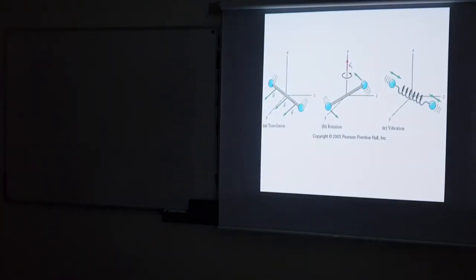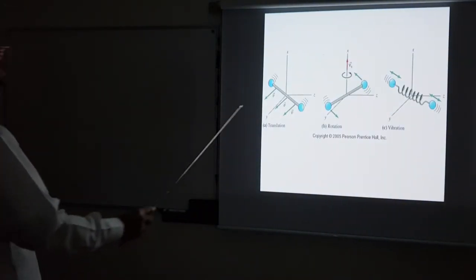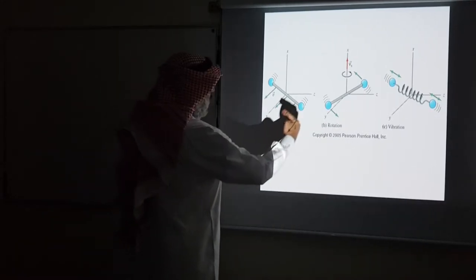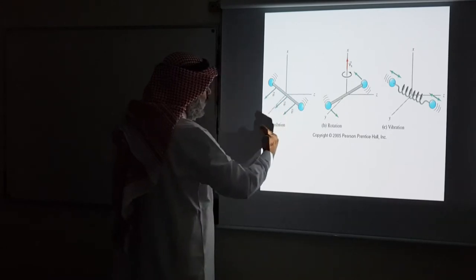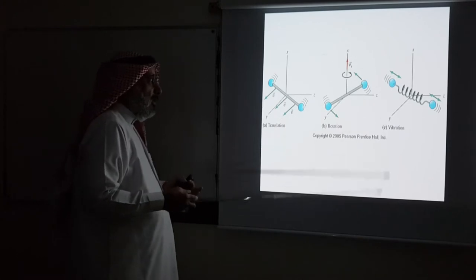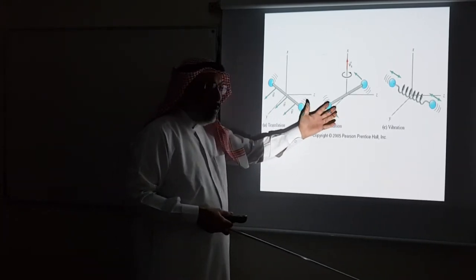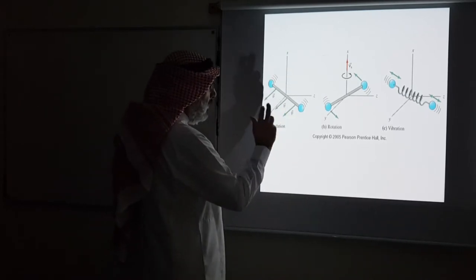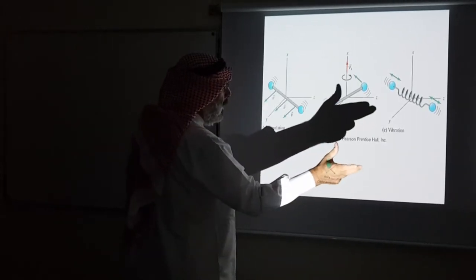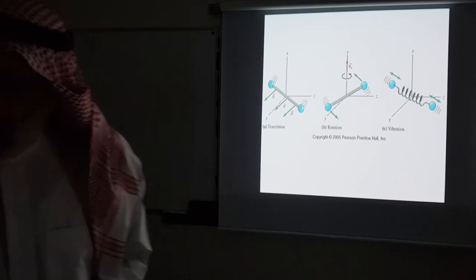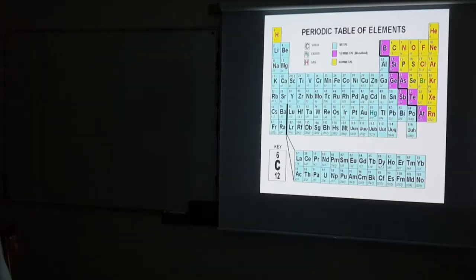Let's remember that a gas molecule can perform three types of motions. The first one is translation, where the molecule as a whole moves as a unit. The second one is rotation, where, this is for polyatomic molecules, diatomic, triatomic, and so on, the atoms of the molecule can rotate about a certain axis. They can also oscillate about their center of mass. So we have these three types of motions that can be executed by a gas molecule.